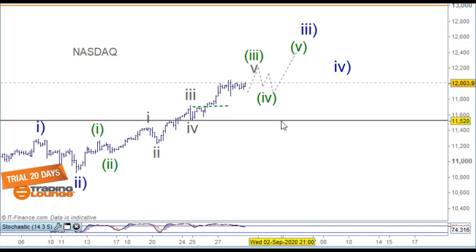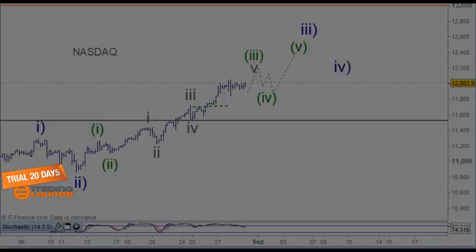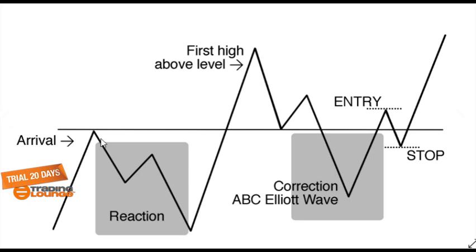What we're looking at here as well is that with the 12,000, we're at resistance, so we need it as support. For that to occur, we normally look at a classic trading levels pattern, which looks a little bit like this. So we call this the 12,000, the arrival, the reaction which we've had, and we're expecting a push higher, and then a corrective move, and then back over here.